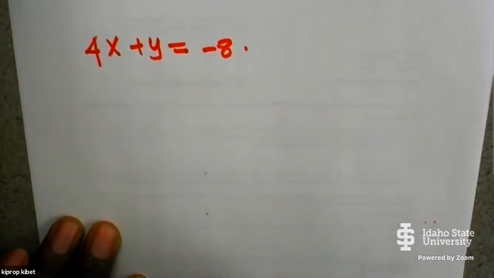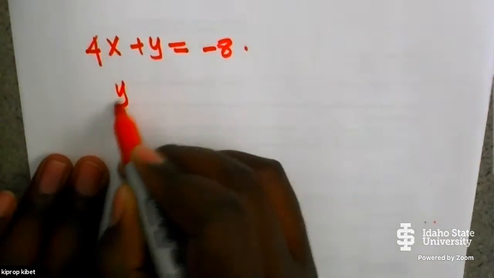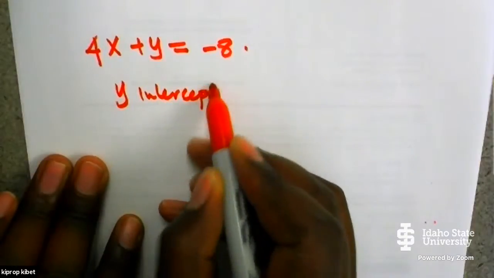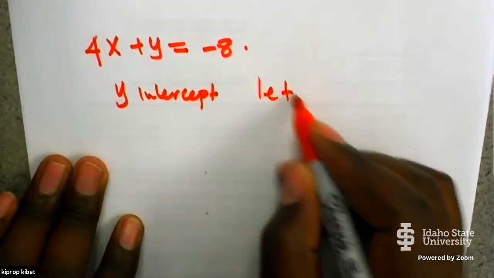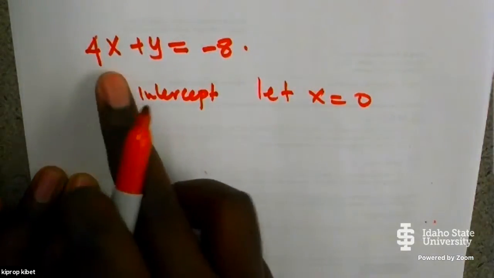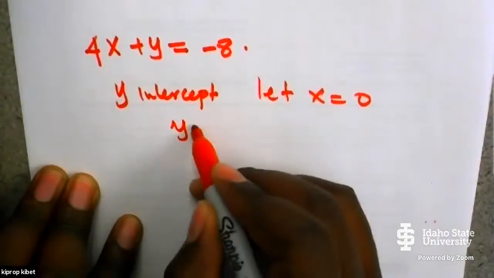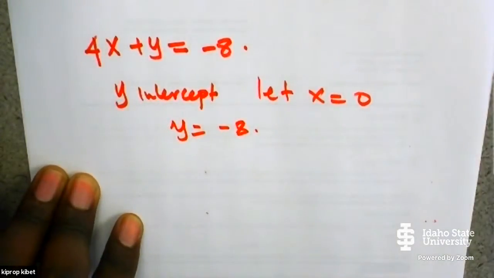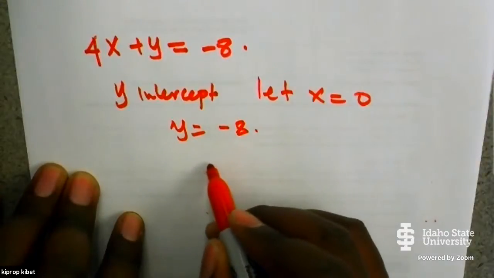Or you write this one in slope-intercept form, and then you get a gradient, and then you get one point, and then you use the slope to get the other point. So we can get the y-intercept from here, where we let x be equal to 0. So when you let x equal 0 here, then y equals -8. So our point there is (0, -8).